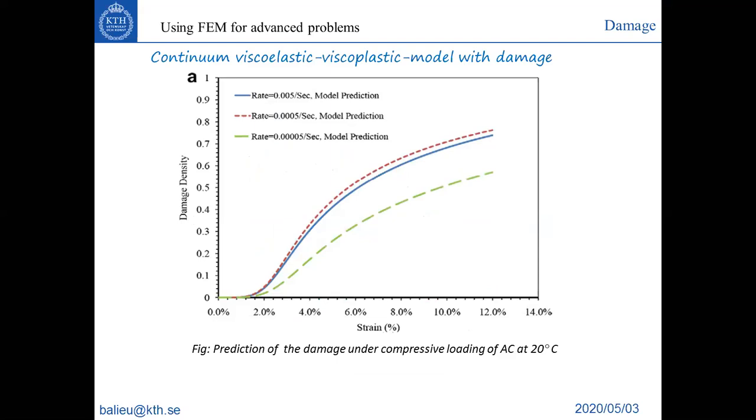This is the evolution of the damage. So I present you this damage variable between 0 and 1. Here it's this damage variable D plotted as a function of the strain. So you can see that you have an increase of this damage variable as a function of strain, and of course this damage also depends on the strain rate.